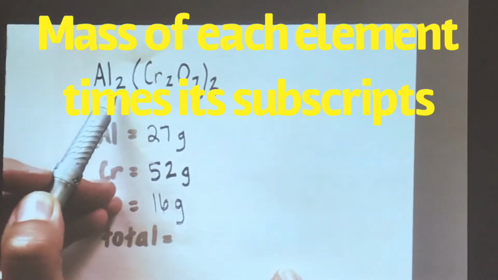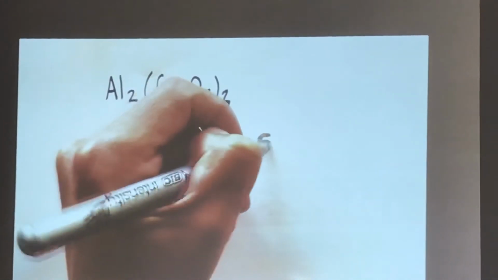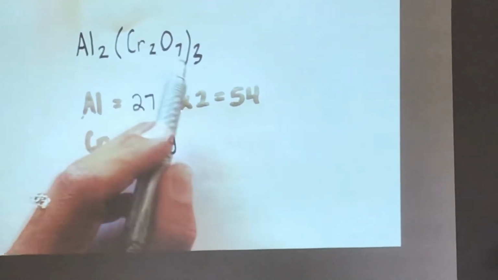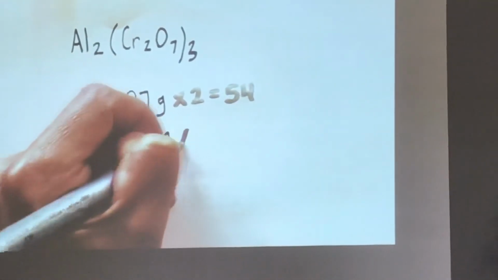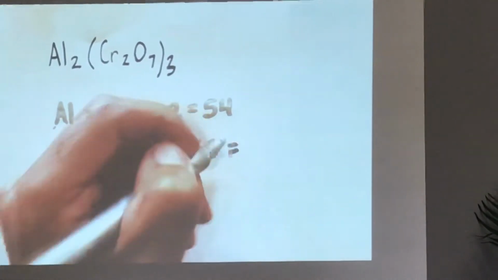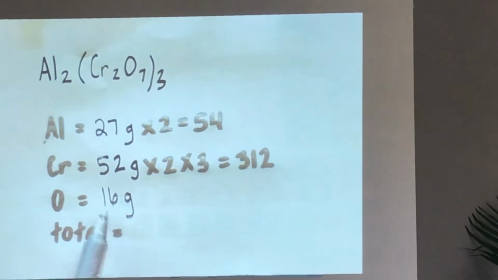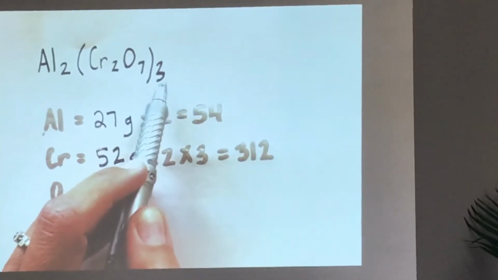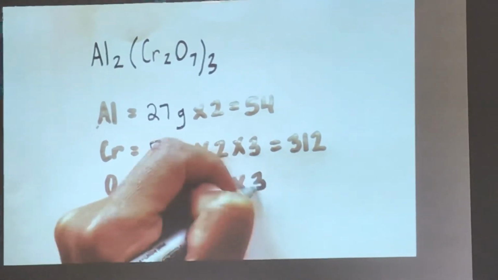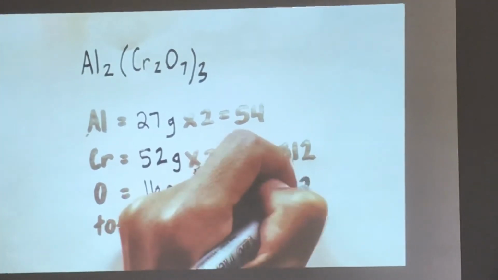So look over here, this is 2. So 27 times 2 equals 54. For next element, chromium, I have a 2 right here, and I have 3 outside the parentheses to make sure it's 52 times 2 times 3. And when you multiply, the answer is 312. Okay, for oxygen, look over here. I have a 7 here and 3 outside, so first times 7, second times 3. And when I multiply all this, this equals 336.